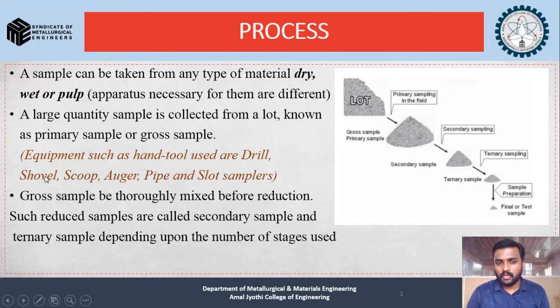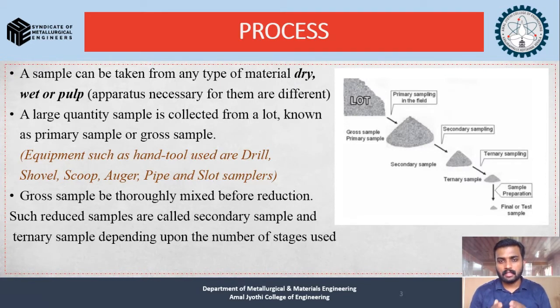And then normally we use a couple of equipments. We are going to explain the equipments in detail in the further slides. The equipments are hand tools such as drills, shovels, scoops, augers, pipe and slot samplers. So these are the normal equipments used for sampling.